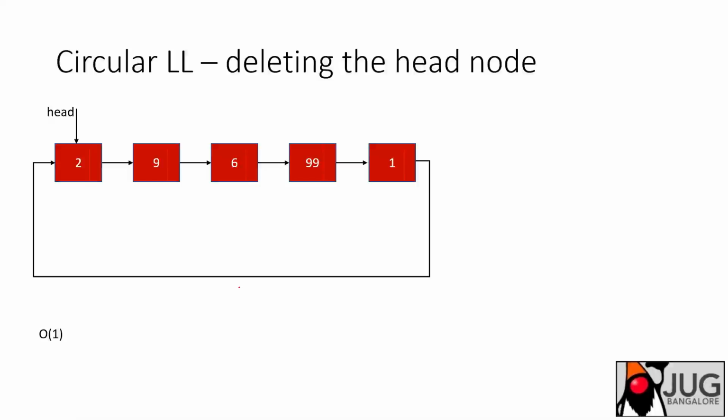Deleting the head node, it will take big O of one operation. You have to copy all the elements to the previous one. Yeah, but that is big O of n, right? Because you need to traverse to the last node. Yeah, then that is what I'm telling. But it can be done in big O of one operation. How can you do that? By using a temp.